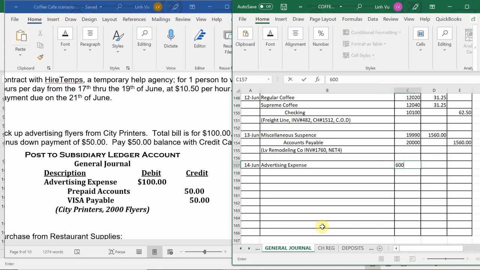We record before that we pay the $50. We have to re-record that. For the total, because of the bill in this case, the original amount that we paid for the flyers was $100, but because we made a down payment of $50, we're redeeming it because now it's being applied to the invoice.